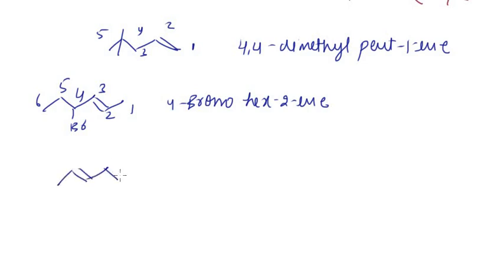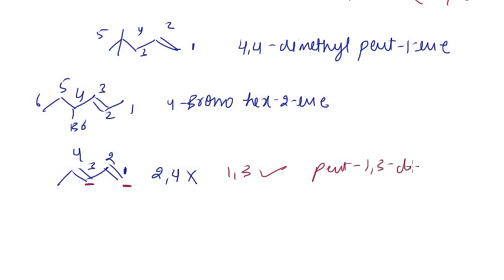Now if we have 1, 2, 3, 4, we will be naming the double bond with the starting carbon. We won't be naming it like 2, 4. It is not the naming. We will be naming where the first double bond occurred. So 1, 3 will be the correct name. So its name will be penta-1,3-diene.